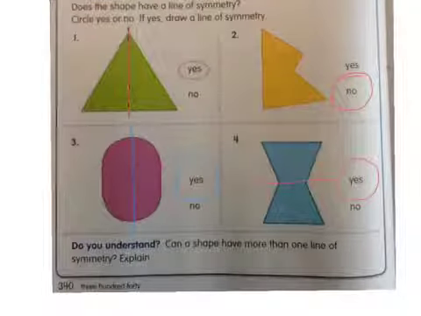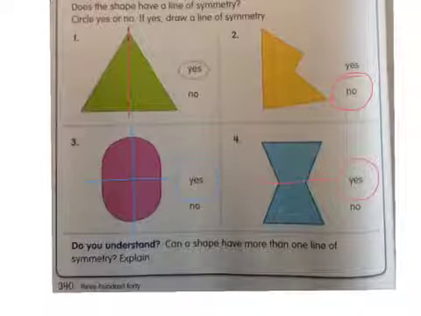Number 5, you could say, can a shape have more than one line of symmetry? Explain. So if you think about it, in number 3 and number 4, if I were to draw another line going across horizontally in number 3, would that have a line of symmetry? More than one line of symmetry? The answer would be yes, it would have more than one line of symmetry.